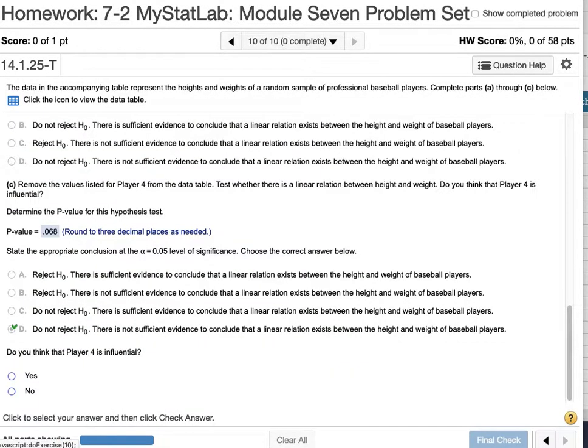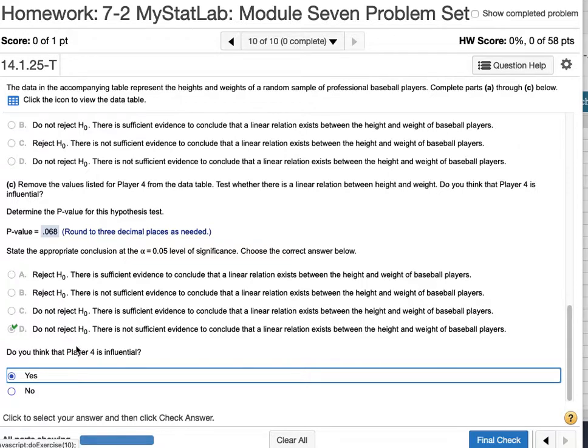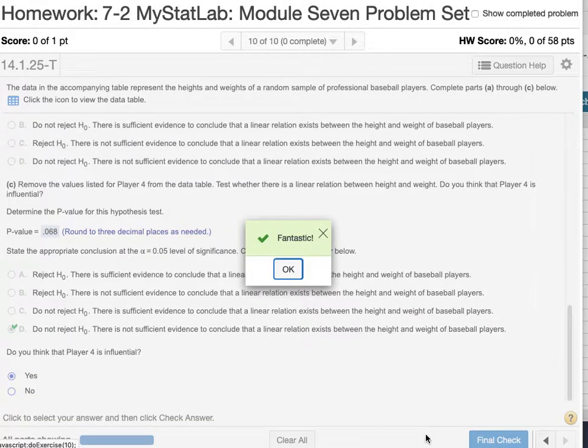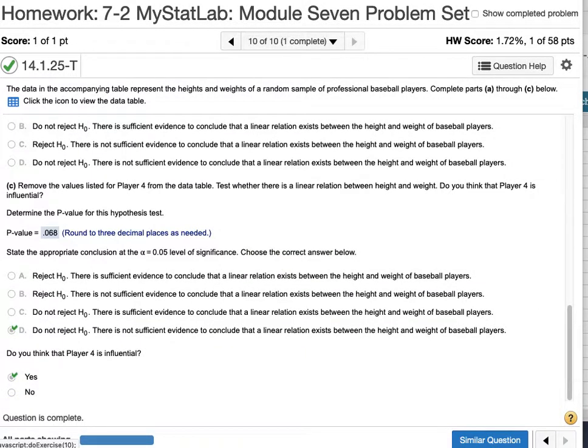All right. Do you think that player 4 is influential? Absolutely. Player 4, once we removed player 4, we did not reject the null. And prior to that, we saw a linear relationship with the data.